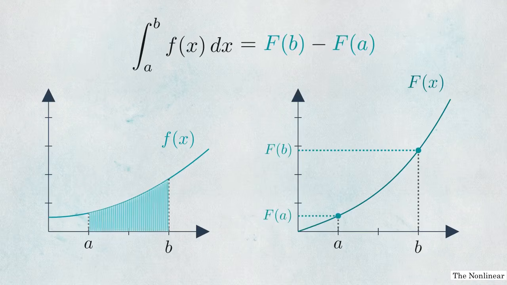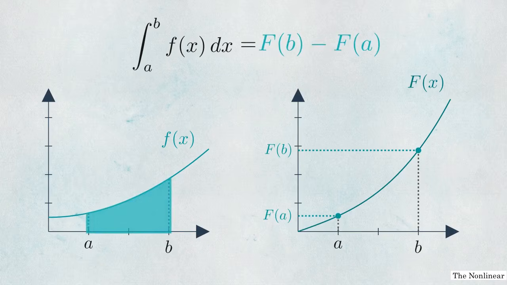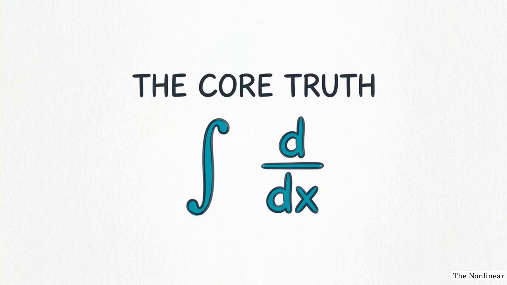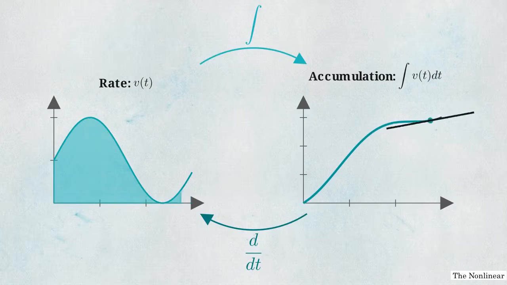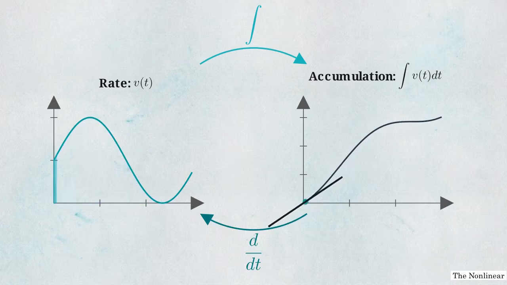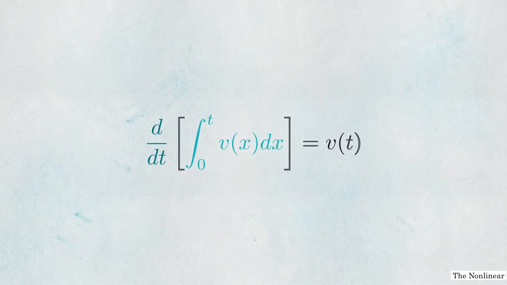By focusing on just these 2 points, you bypass the need to manually sum the infinite number of slivers between them. This relationship, using the antiderivative to solve for cumulative area, is the fundamental theorem of calculus. It proves that integration and differentiation are inverse operations. One measures how a total accumulates, and the other measures the rate at which that total changes, allowing each to perfectly undo the other.